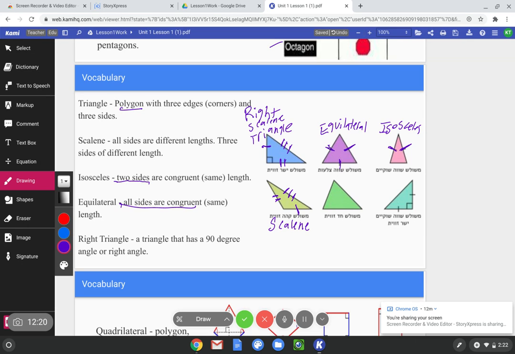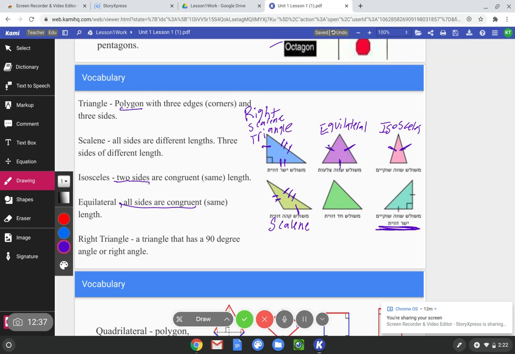No. I don't want you to find. I want you to label this triangle right here. Take 10 seconds to write down your answer to what would be the full name for this triangle. Ready? Go.